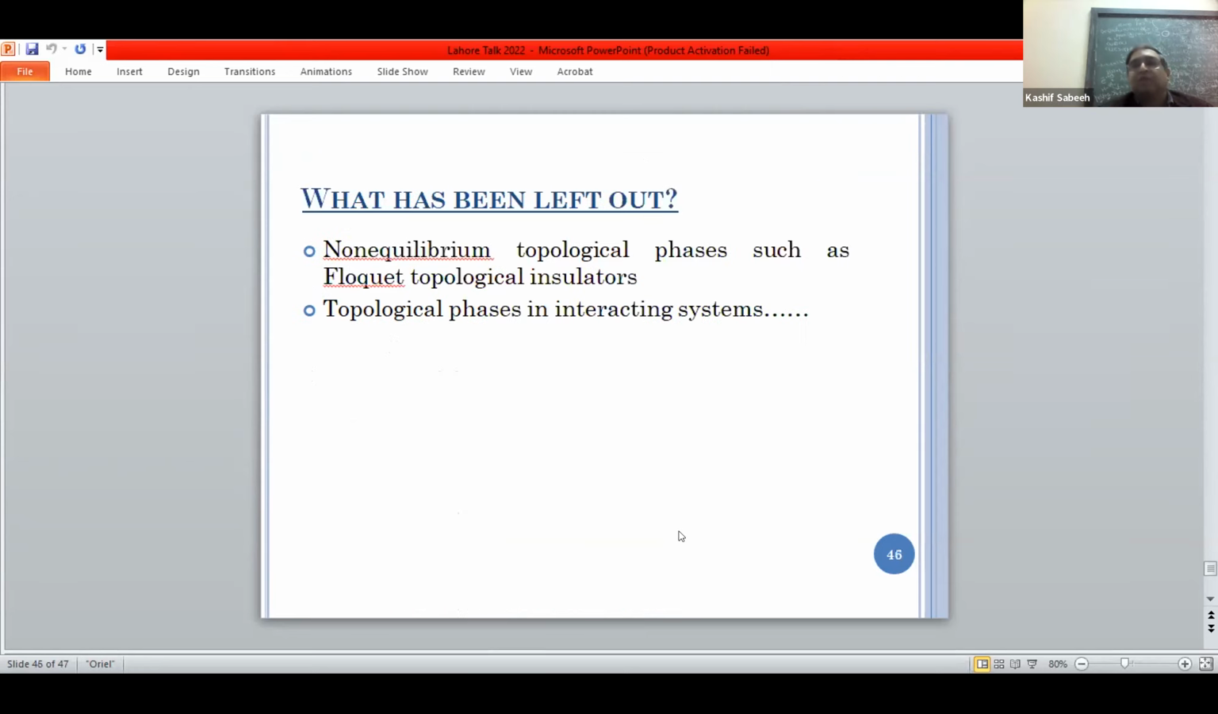And the last slide is about what has been left out. I've left out a lot, so I've just covered some of it because it is a vast field.